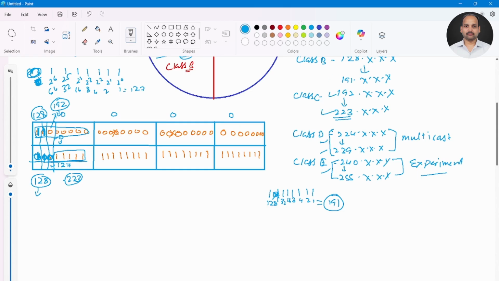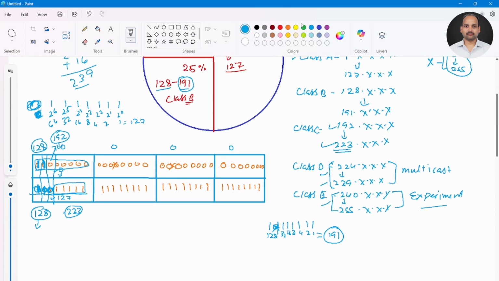Same in class D, your first 4 bits are going to be fixed, and in class E, the first 5 bits will be fixed. So with the same pattern, you can identify the class division from class A to class E.